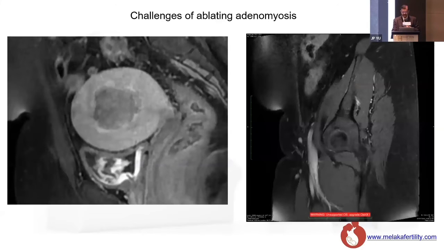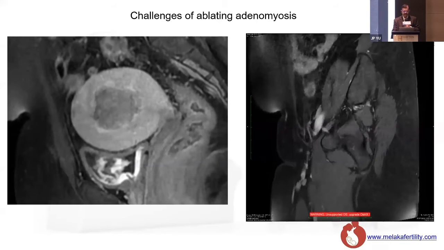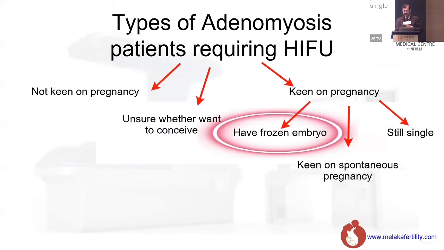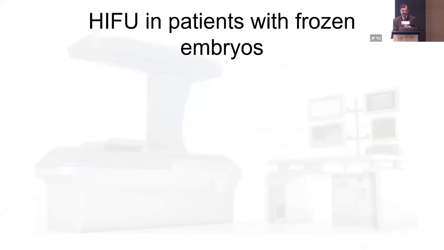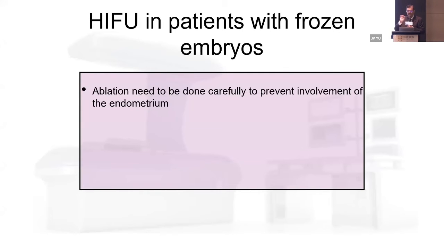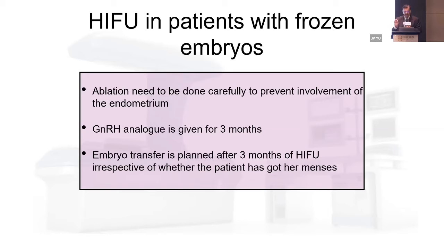Now, let me look at... let me see. I missed some slides here, I think. Okay, let me look at this. Those who have frozen embryo, those who have embryo frozen. Now, these are the patients in which I have to be very careful to do the ablation. I must not involve the endometrium. I will give them GnRH analog for 3 months. And then I will do the embryo transfer 3 months after the HIFU treatment, irrespective of whether the patient has got her menses. Now, why did I come to this conclusion?